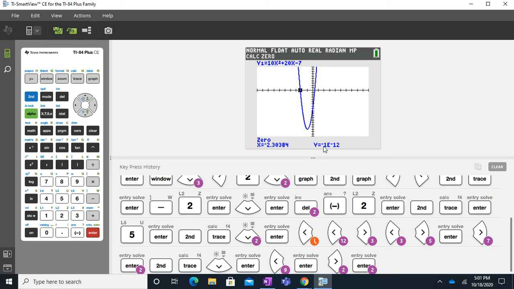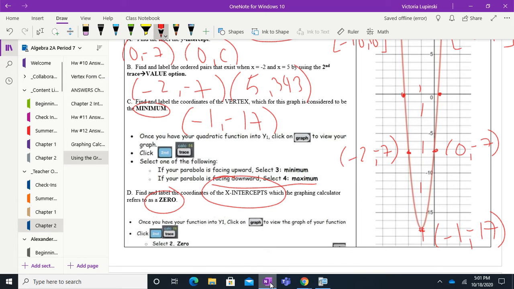So the y value of negative 1, e negative 12, that is scientific notation. That means negative 1 times 10 to the negative 12, which would be 0.000000000001, which is essentially 0. So if you see that value on your calculator, it just depends on how your calculator is set for rounding. But whenever you see that value with a really big e to the negative, that means it's just 0. So negative 2.3, that is the value of one of our x-intercepts. So we're going to go ahead and add that in, negative 2.3, comma 0.